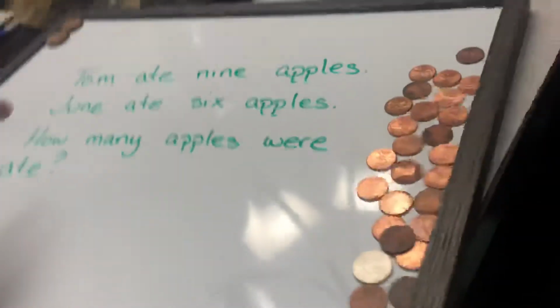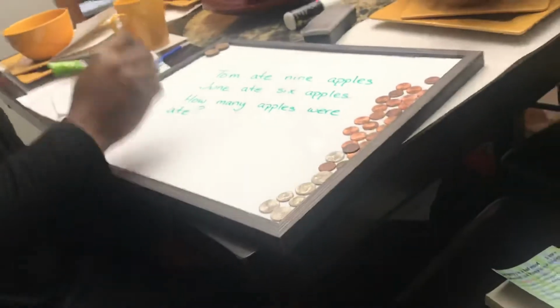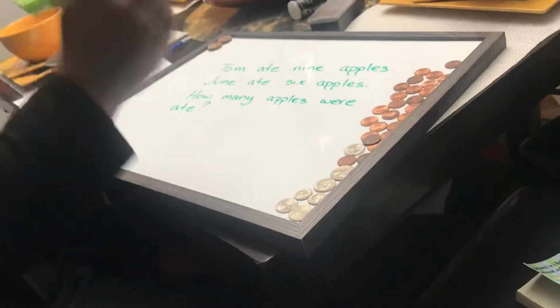Now, let's look at it because there's many ways that we can solve problems. Number one, we can solve it pictorially. So let's pan around and let's look at the board. One of the things that we have to remember is let's learn how to write it down. So it says Tom ate 9 apples. The first thing that I can do is I can do it pictorially, meaning that I can draw.